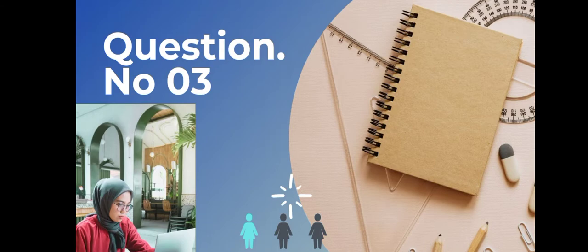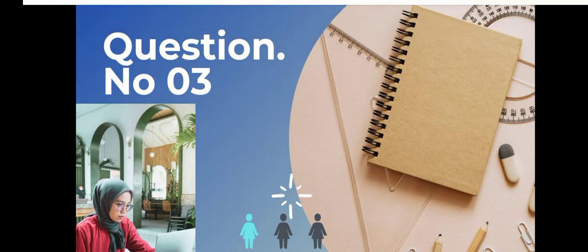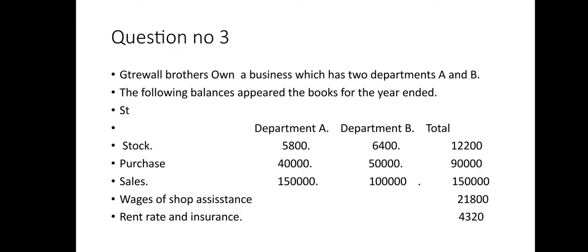As we know, today's topic is question number 3, and this question is basically from the book Modern Accountancy, volume number 2, by M. Mukherjee and Hanif. If you have this book, you can find this chapter at the top of the book: chapter number 1, departmental accounting. So in chapter number 1, departmental accounting, question number 3 is related to our lecture today.